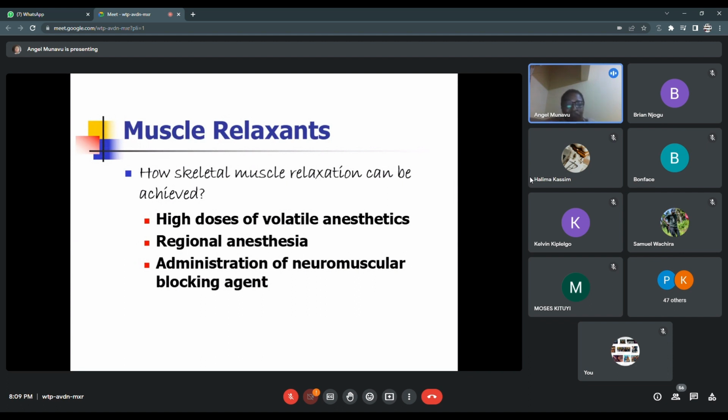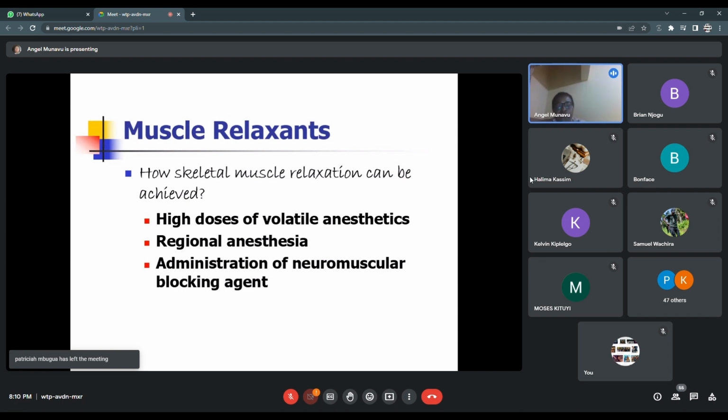The other way you can achieve muscle relaxation is by giving regional anesthetics. We're going to be discussing local and regional anesthetics. So you'll see, just like I was explaining, that if you block this patient, there is not going to be any activity at the neuromuscular junction. So then it means there will be no muscle contraction, so there will be muscle relaxation.